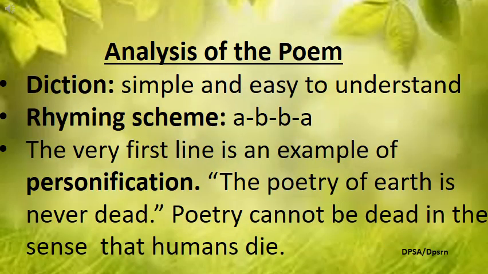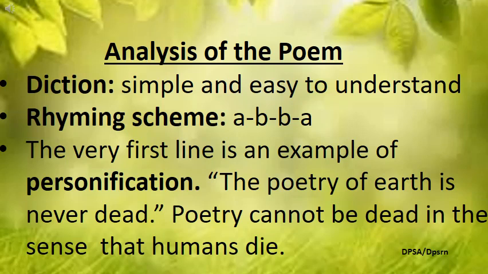Children, now let us see the analysis of the poem. First, let us talk about the diction of the poem. Children, what do you understand by diction? It means the choice and the use of words and phrases in speech or writing. Children, here the poet John Keats has made use of a simple diction which is easy to understand, right?